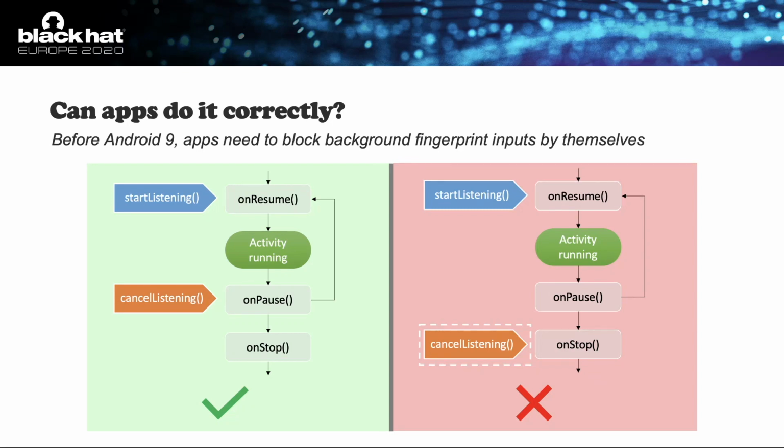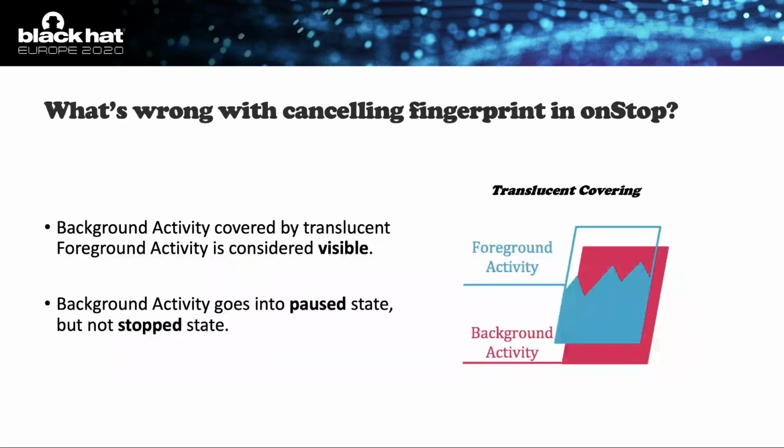The answer is they need to cancel it on pause event. Why? To explain it, first we need to introduce some property for Android activity called translucent. A translucent activity running in the foreground covering some background activity, then the background activity will be considered visible by the system. And that means it will only go into pause state, but not the stop state.